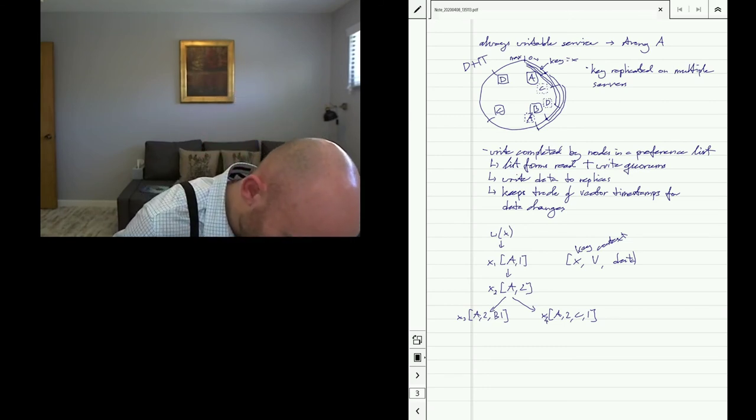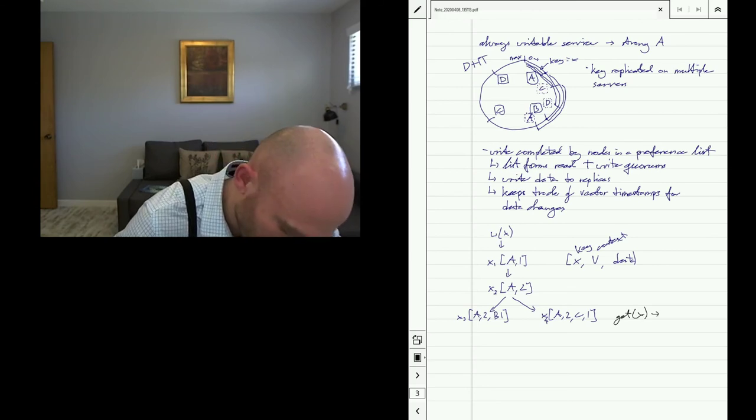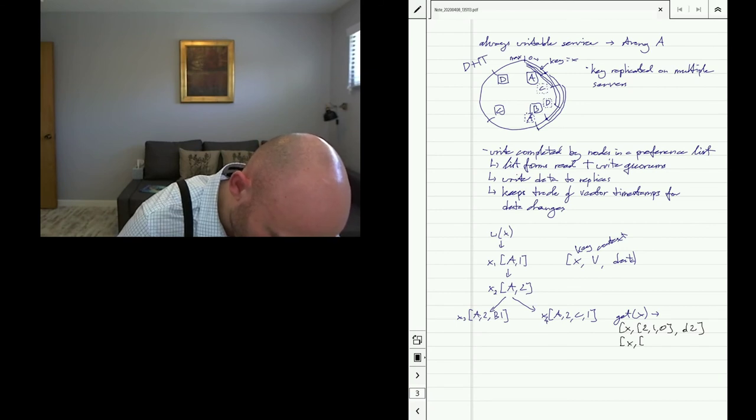Okay? So if at this point we're going to call get X, the return of this would actually be two different things. We would get one value, X, and the vector timestamp here would be A2, or I can actually draw it in the format we're used to, which would be 2, 1, 0, because C is 0. And then we would get some data, let's call it D2, okay? And then we would get also another data item, which would be 2, 0, 1, and let's say the data written here was D3. Actually, I'll change the values to match X3 and X4.